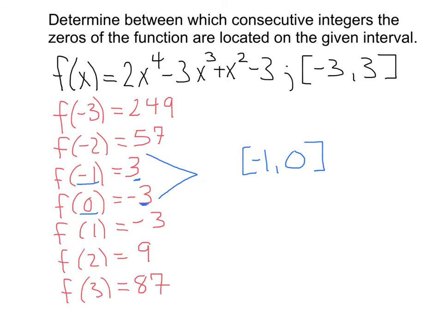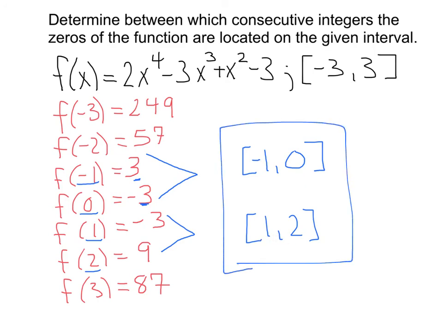All right, continuing on, we've got f of 1 equals negative 3. So f of 0 is negative 3, f of 1 is negative 3, f of 2 is positive 9. Here I have another switch from a negative to a positive at my x values of 1 and 2. So I've got another 0 in between 1 and 2. And then here I have a positive 87, so there's no switch here. So I know there are two zeros that fall within this interval, and they fall between negative 1 and 0, and between 1 and 2. So these would be my two intervals where I'm going to find zeros.